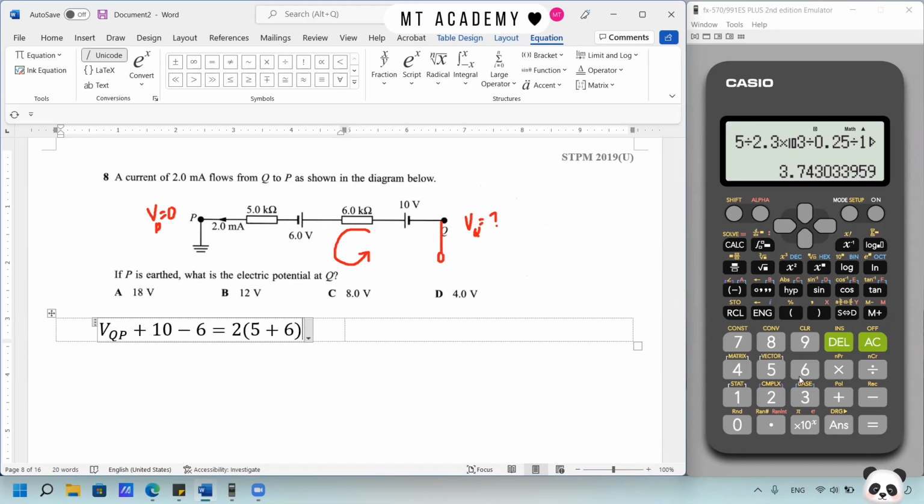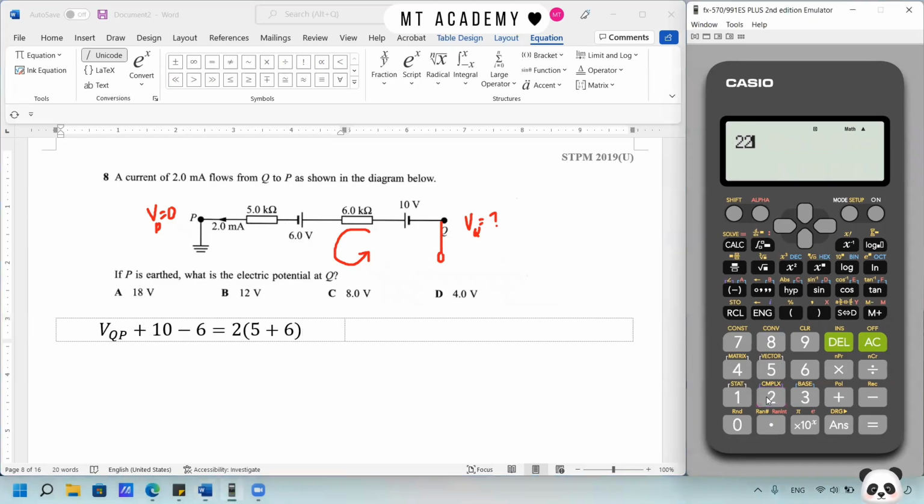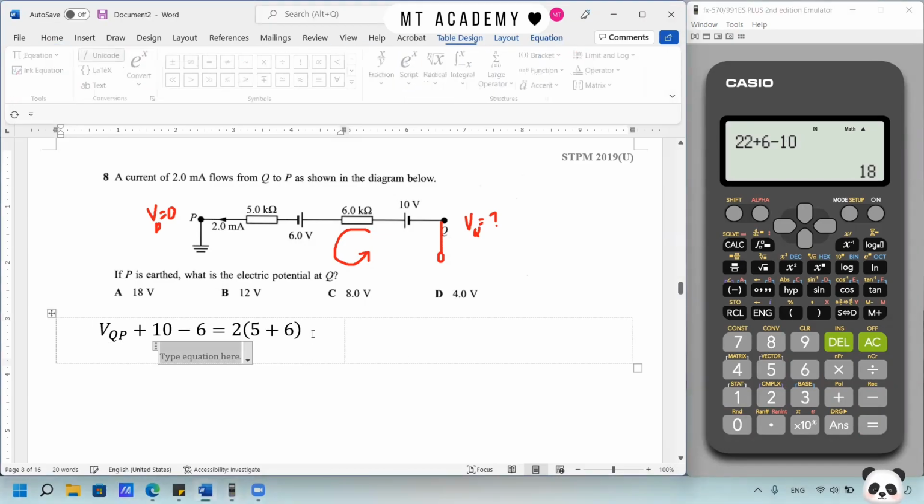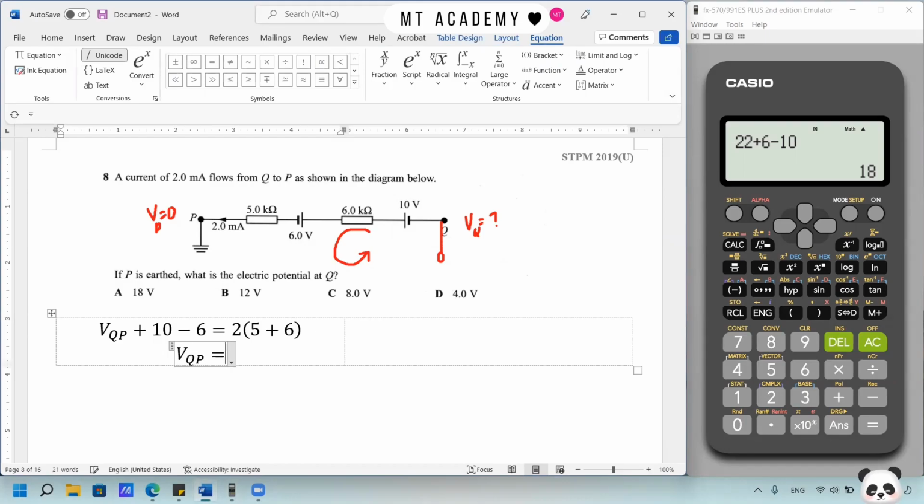So solving the question, we have 11 times 2, 22, plus 6, minus 10. So we have the potential difference of Q and P is 18 volt. And since VP is equal to 0, VQP is also VQ minus 0, equal to 18. So VQ is 18 volt.